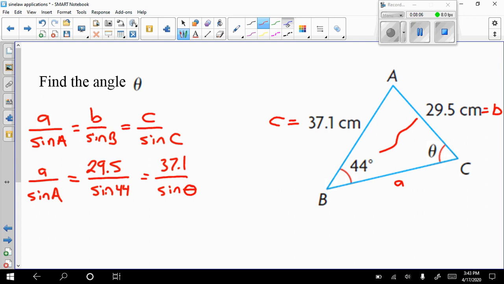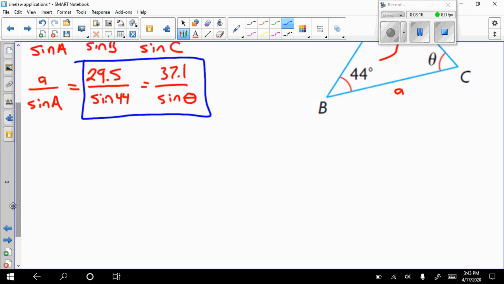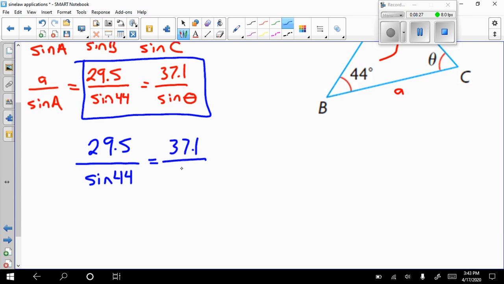And so sure enough, I only work with two. I'm going to work with those ones, and the reason why is that there's only one unknown, and that's the theta, sine theta. Okay, so I'll pull those down here. 29.5 over sine of 44 is equal to 37.1 divided by sine theta. So we want to get sine theta on its own, and we want to get it on the top. Right now it's on the bottom.